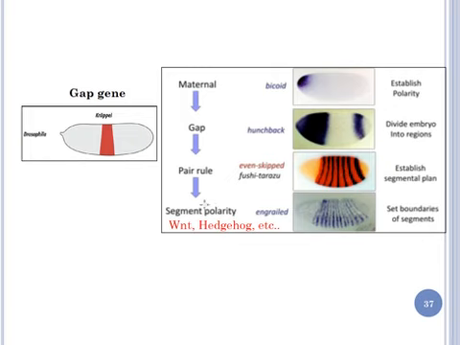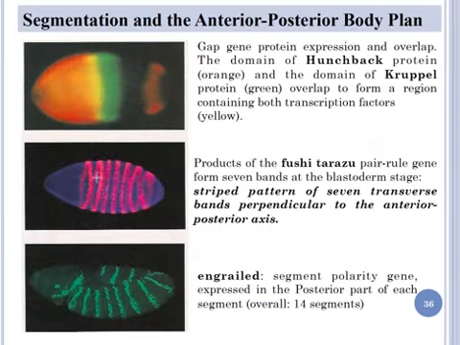These pair rule genes activate the expression of segment polarity genes like Wnt and hedgehog, and they set the boundaries and the poles for each segment. For example, here under electron microscopy, we can see fushi tarazu expression.